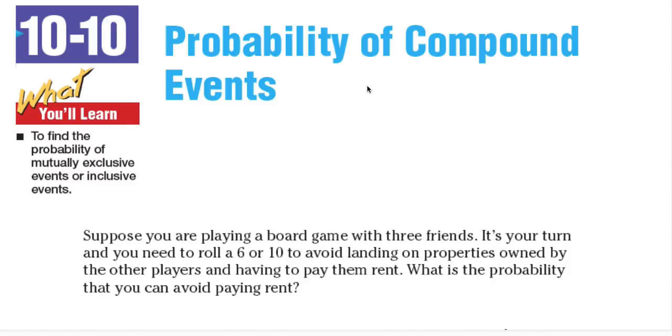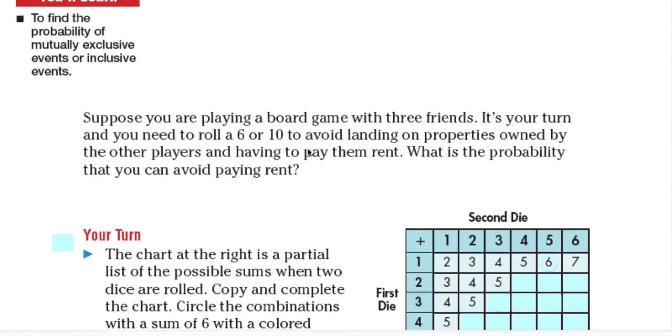The probability of compound events. The objective of this lesson is to find the probability of mutually exclusive events or inclusive events. Before we take a look at those definitions, let's take a look at this example.